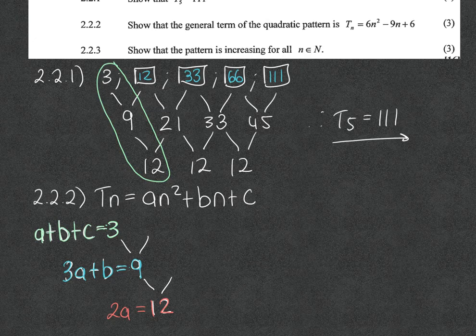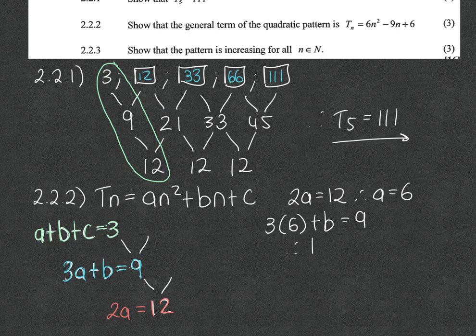Okay, good. So now we're going to do our workings out to work out our values of a, b, and c for our general rule. So let's start with 2a equals 12. Therefore, a is equal to 6. The next one is 3a plus b equals 9. We know what a is now. It's 18 plus b equals 9. Therefore, b is going to equal 9 minus 18, which is minus 9.